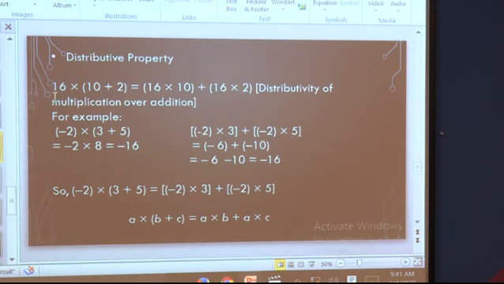So 16 we will write as it is, and 10 plus 2 is 12. So it is 16 multiplied by 12, and we get an answer that will be equal to what we get by using the distributive property of multiplication. For example, we can see -2 into (3 plus 5).